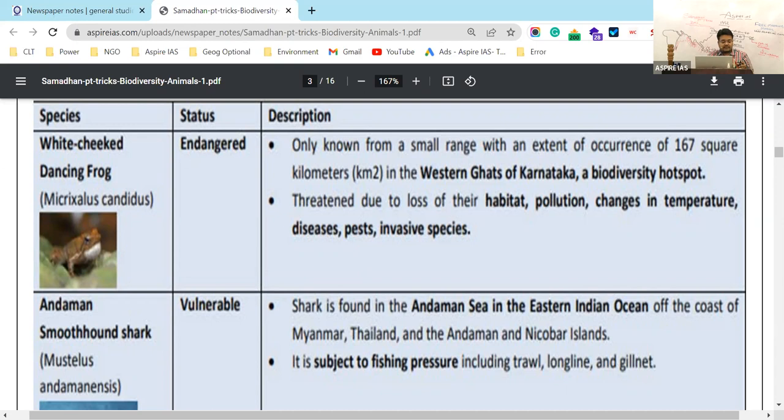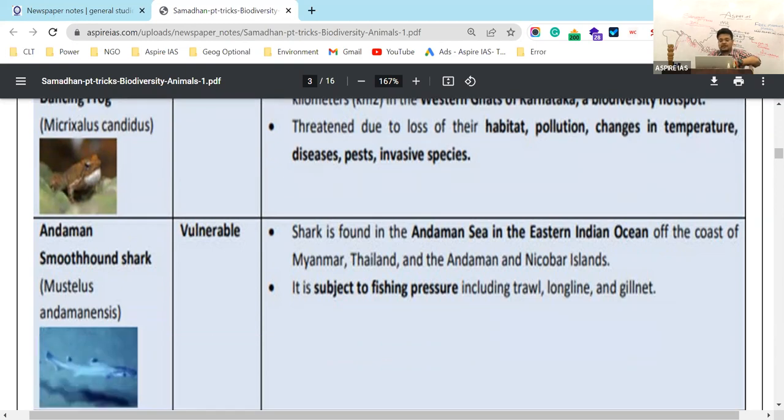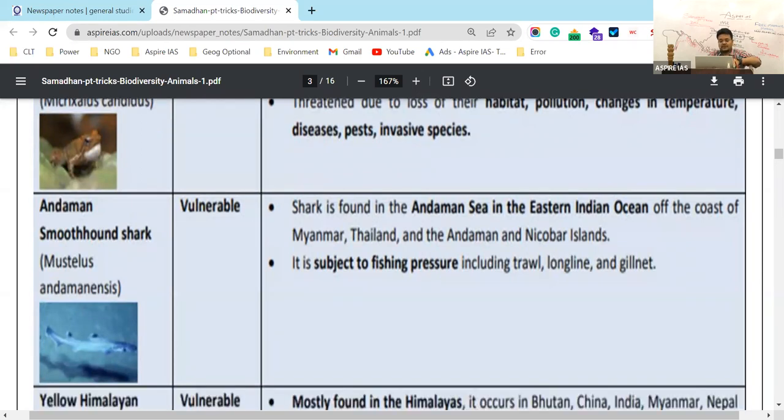Yesterday we covered the Nilgiri Biosphere Reserve and Neela Kurunji in a very good manner. So we also learned about the Neela Kurunji and Wayanad Wildlife Sanctuary, if you remember. Then after this, the Andaman smooth hound shark is vulnerable. The shark is from the Andaman, so they are always available in the Andaman Sea in the eastern Indian Ocean.